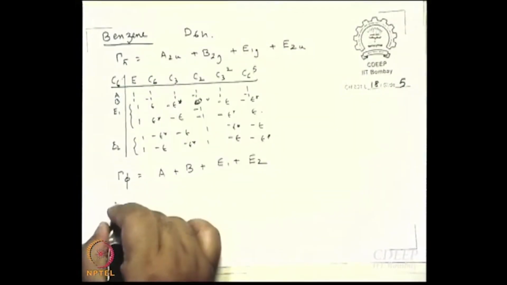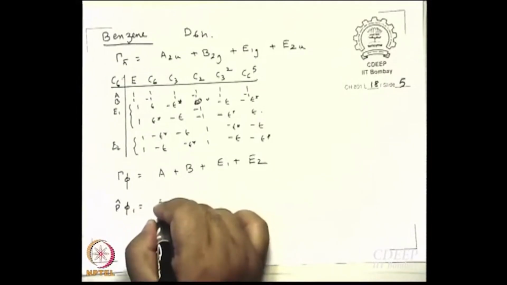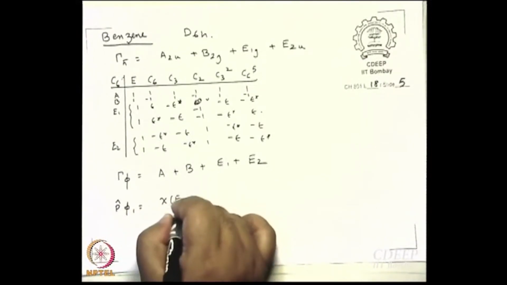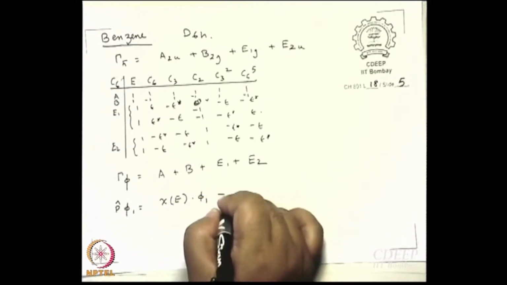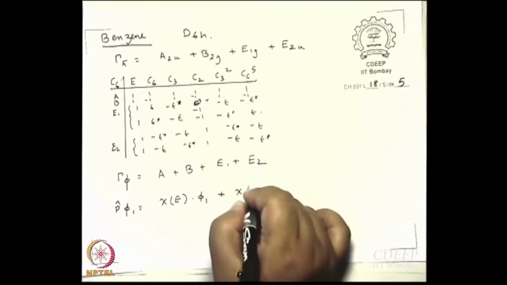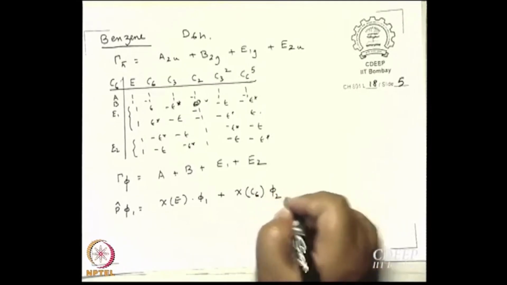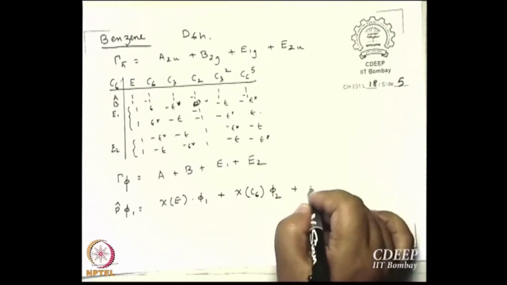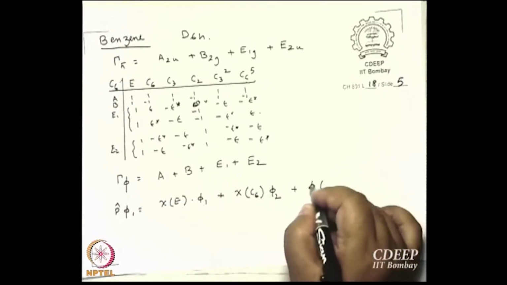So, it does not matter which projection operator I use, I can write it like this. Any projection operator operating on phi 1 should give me something like this, chi E into phi 1 plus chi C6 into phi 2 plus chi, why not?